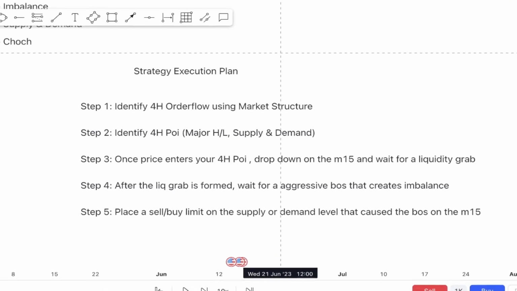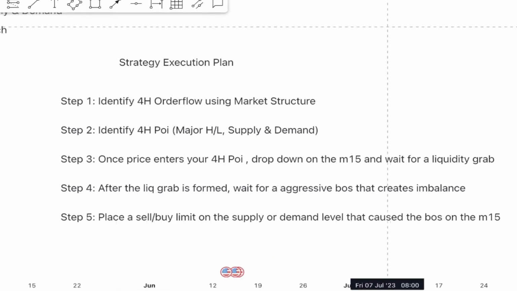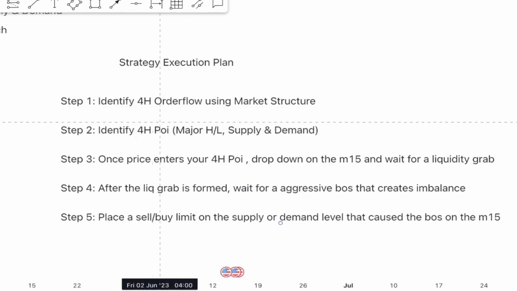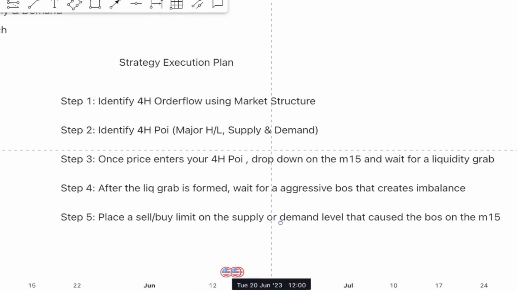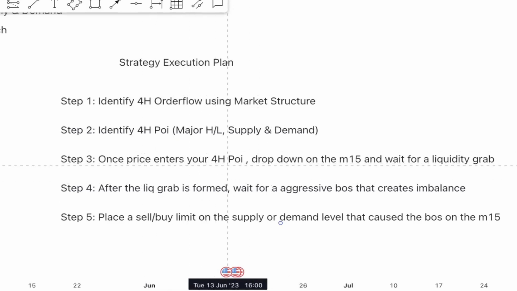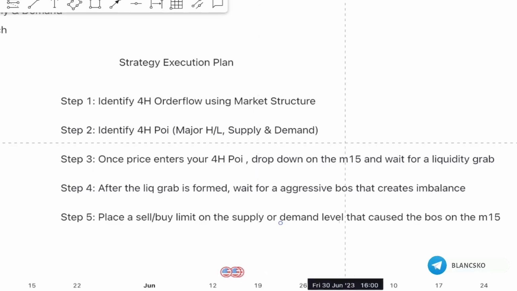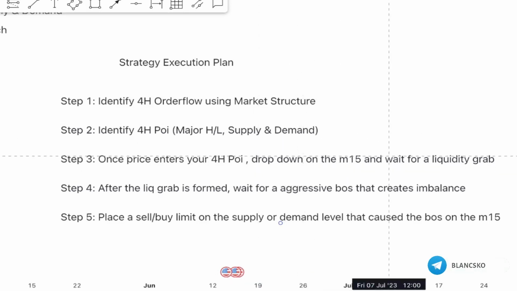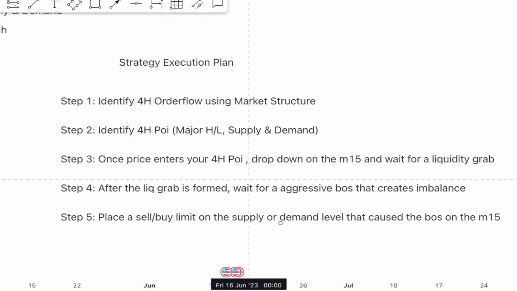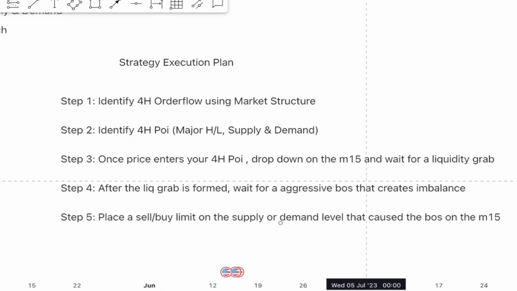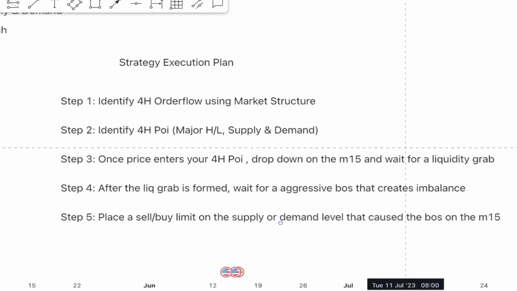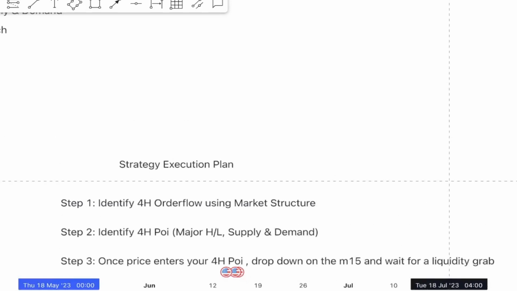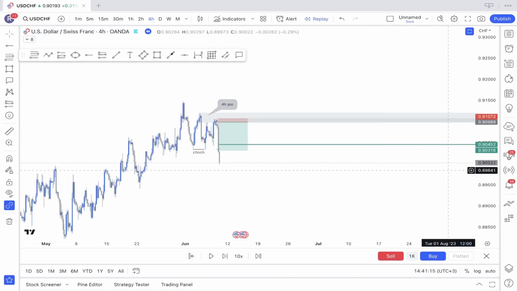Step number 1 is identifying the 4-hour order flow using market structure. Step number 2 is identifying a 4-hour point of interest, being a major high or low or supply and demand level. Step number 3 is waiting for price to enter your 4-hour point of interest. After that, we drop down on the M15 time frame and wait for a liquidity grab. Step number 4, after the liquidity grab is formed, wait for an aggressive break of structure that creates imbalance. And step number 5, place a sell or a buy limit on that supply or demand level that caused the BOS on the M15.